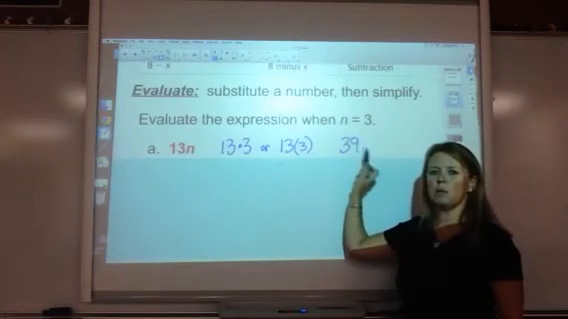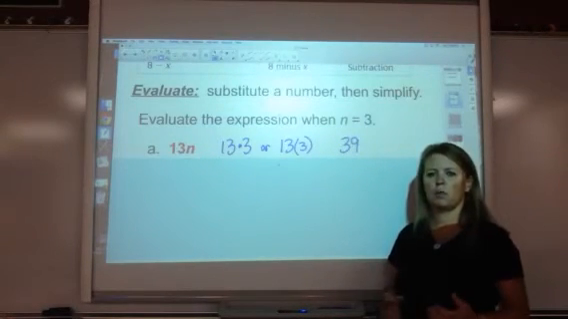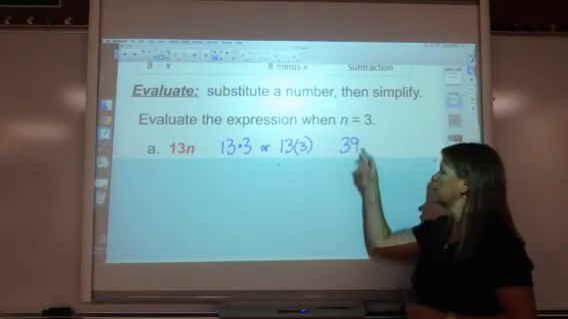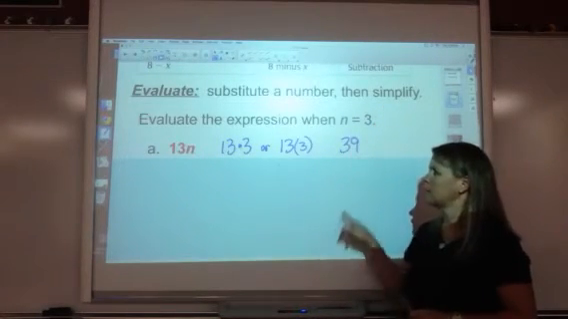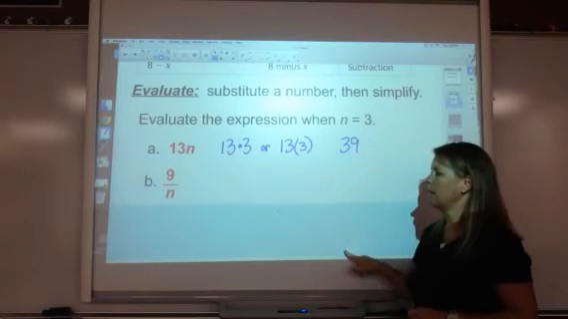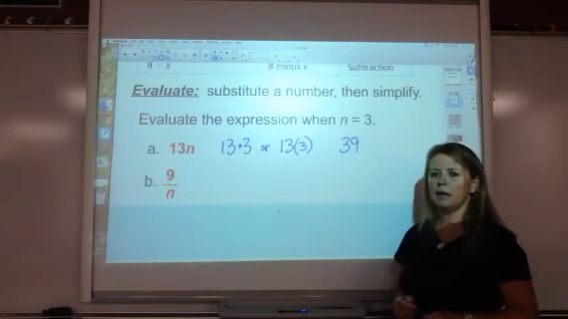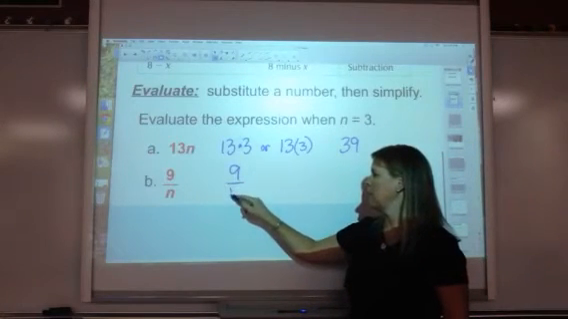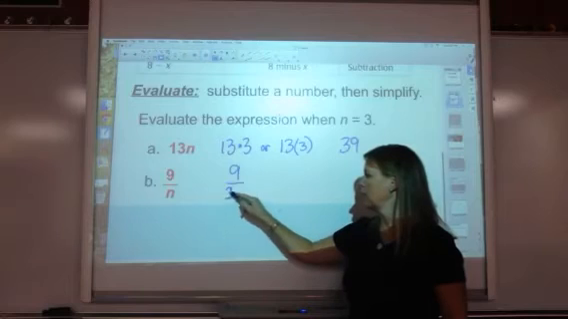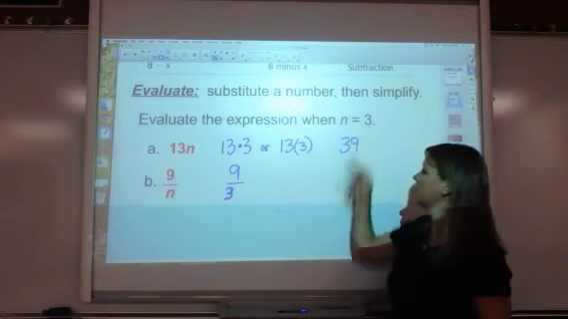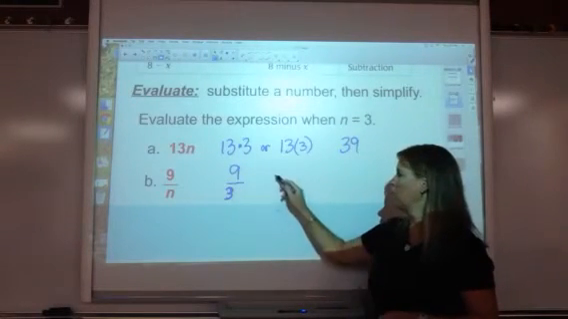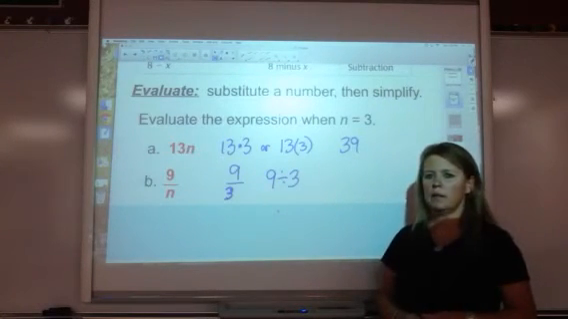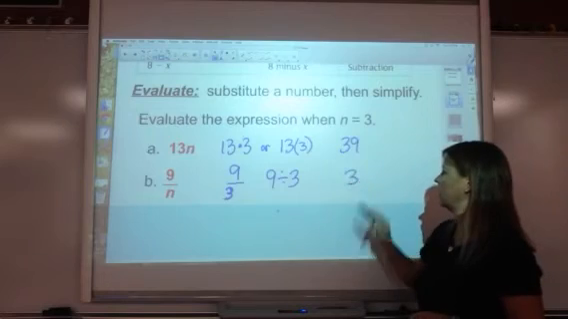Notice I didn't put equals 39. I just put 39 because I evaluated it. I didn't solve anything. Simplified, 39 is the answer. In B, 9 divided by n. Your choice. Do you want to write it as 9 divided by 3? I almost wrote n again. 9 divided by 3, knowing that n is 3? Either way of those is fine. Final answer is 3.